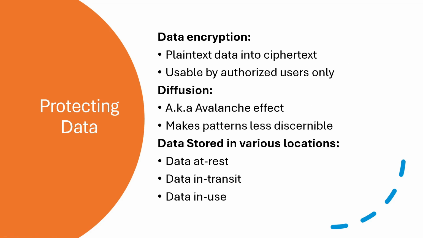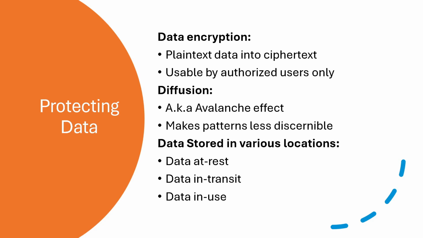Data encryption is a process of using algorithms and keys in order to convert plain text data into ciphertext. This data can only be used by authorized users who have the proper algorithms and keys to decrypt the ciphertext into plain text. Diffusion, also known as the avalanche effect, occurs when a small change in the plain text translates into a huge change in the ciphertext. This is very critical because it makes patterns less discernible for attackers, making it difficult for them to decrypt the ciphertext.